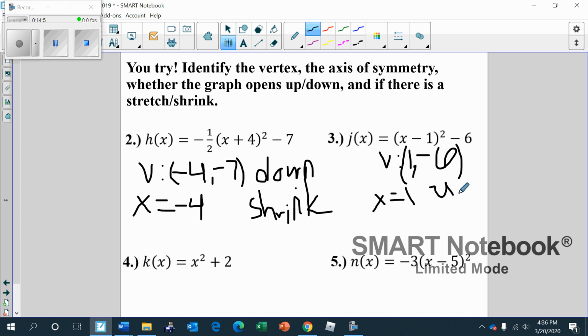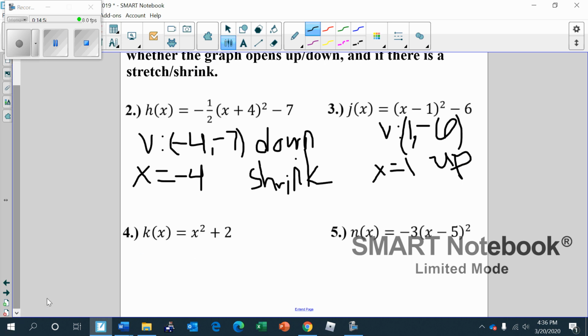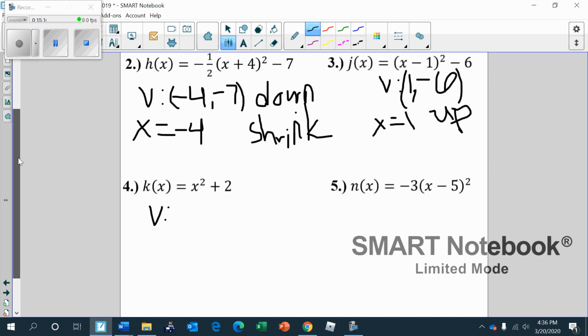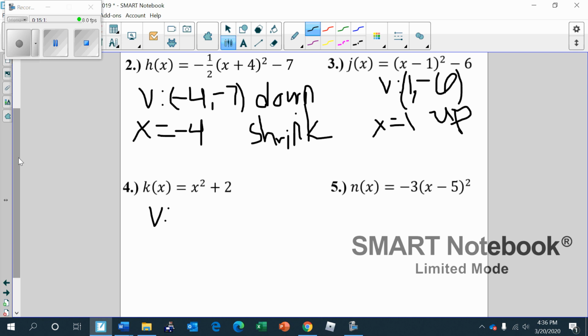It opens up, and remember there is no stretch or shrink because it's a 1. And then last ones, can I just say them because I'm done writing? This vertex is going to be (0, 2). The x equals 0. It opens up, and it's neither a stretch or shrink. And number 5 is positive (5, 0). X equals 5. Remember, it's the opposite, so it's (5, 0), and it's x equals 5. It opens down because of the negative, and it's a stretch because of the 3.